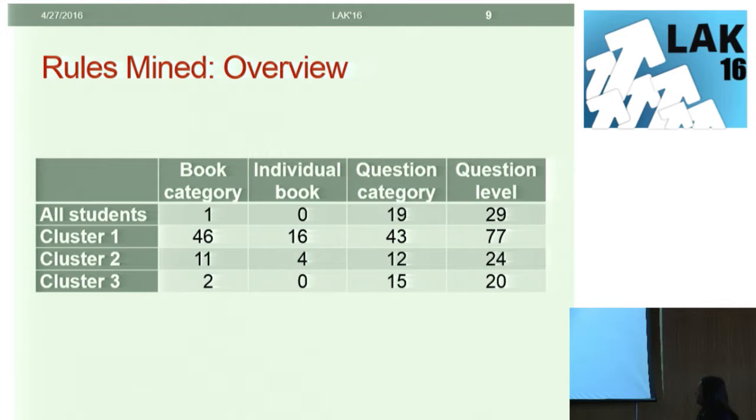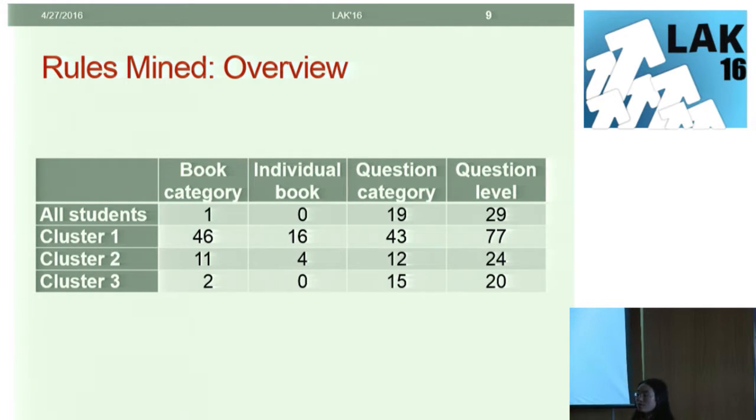Okay, for the rule mining, this is the general overview. We can see that we did the rule mining with the data of all students, that's this row. And we also did the rule mining within the data records within each student cluster. And we can see here, if we look at all the students, there are very few rules in the book category or individual book. But if we look at the records within each cluster, we did get more rules.